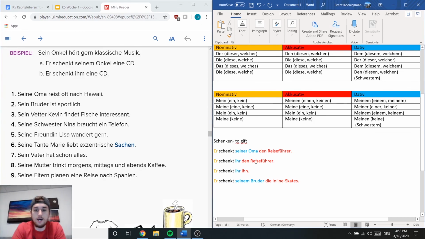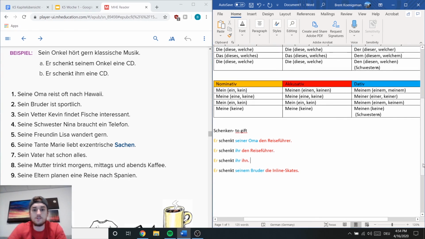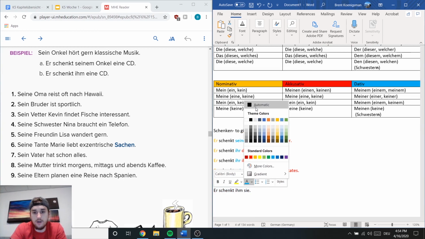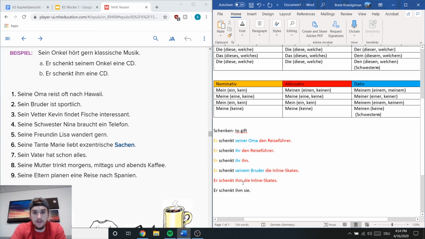So we can also do that here with the inline skates, right? We could change schenkt seinem Bruder die Inline Skates to schenkt ihm die Inline Skates, oder schenkt ihm sie, oder die, yeah. And this is a case where in spoken German you'd probably have people switch out sie for die, because they're talking about those. He gifts him those, which in this case would be die Inline Skates, right?